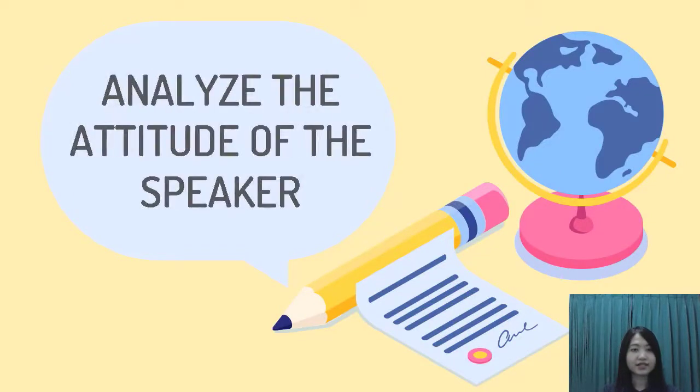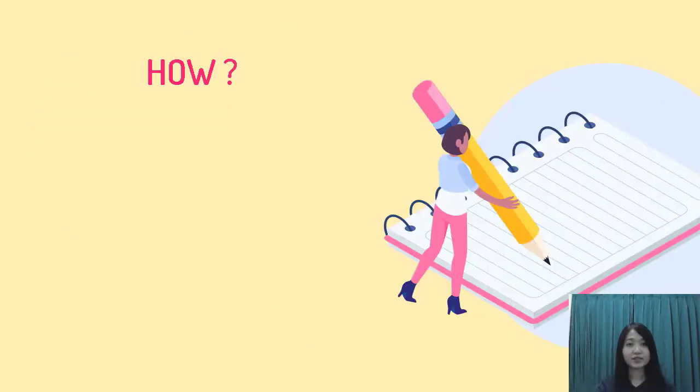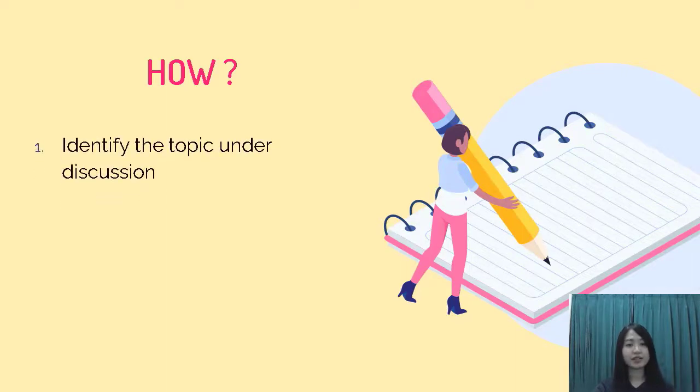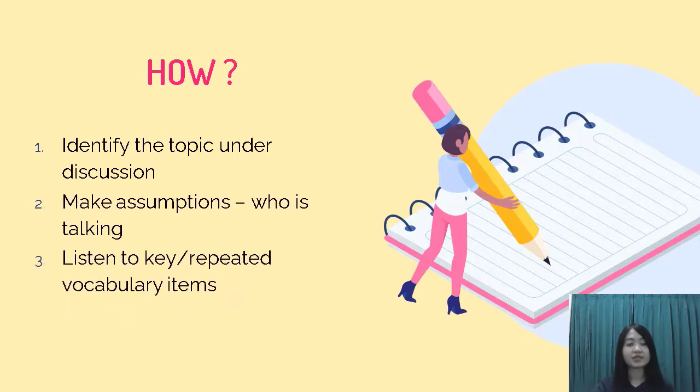Tone questions ask you to analyze the attitude of the speaker or their feelings about something. It also asks you to comment on the relationship of the speaker to his or her audience. When you listen to the talk, you should do the following things to catch the tone. Some of the steps are the same as the steps that you find in the main idea questions. The first one, identify the topic under discussion, and then you need to make assumptions about who is talking, and then you need to listen to key or repeated vocabulary items.